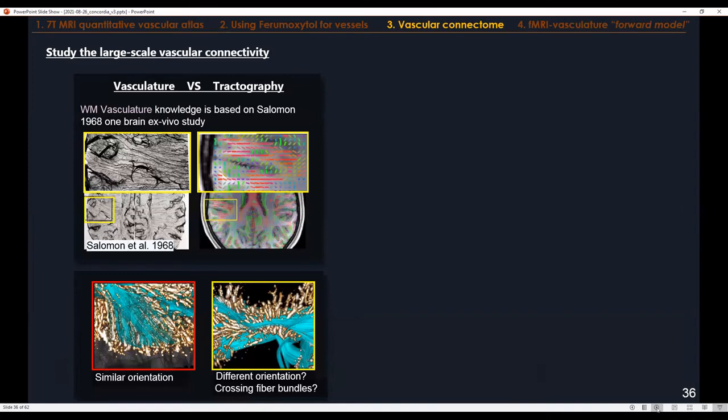Like we mentioned earlier, there seems to be a link between vasculature and tractography. We need to find a way to put those two modalities in the same referential to be able to compare them.